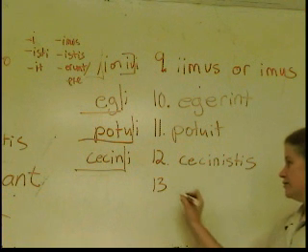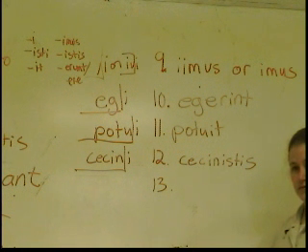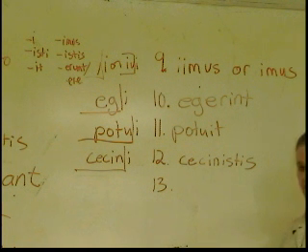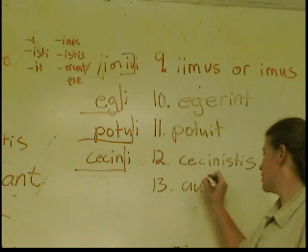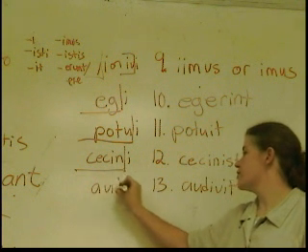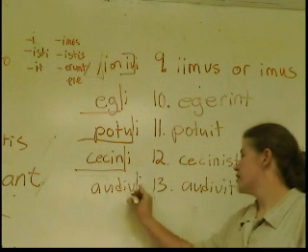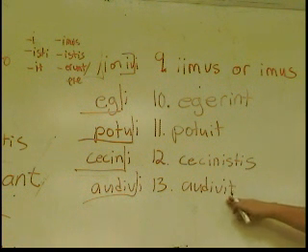Abby, number 13. Perfect active. He has heard. Audiwit. The third principal part of this verb is audiwi. The stem is audiwi. And because it's perfect, you put the it ending on there.